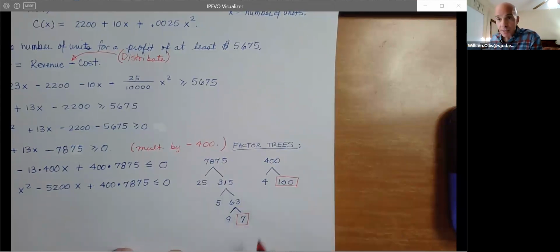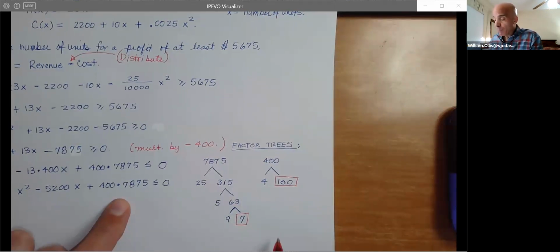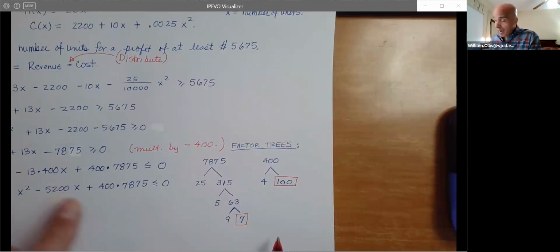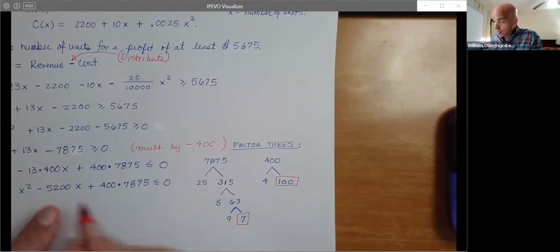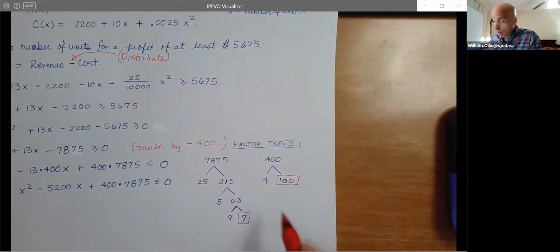7, this is where I started. 7 times 100 is 700. And then that's going to tell me that I need 4,500. If I add to 700, I get 5,200. So that's a clue. By looking at this and looking at the numbers I have here, I'm in good shape.